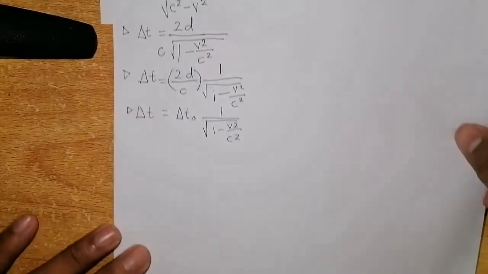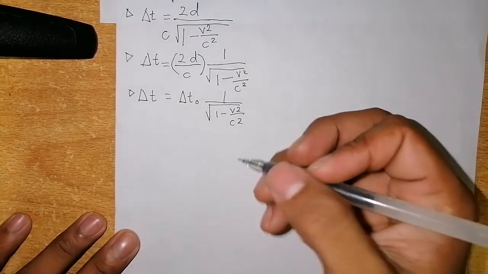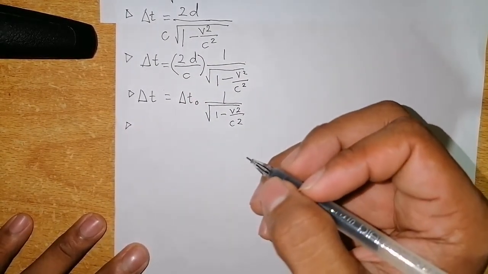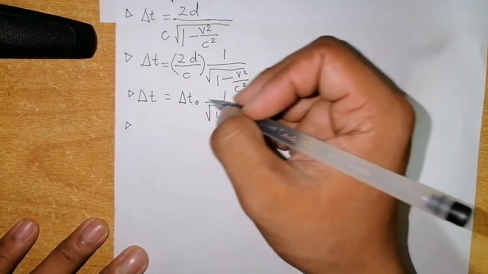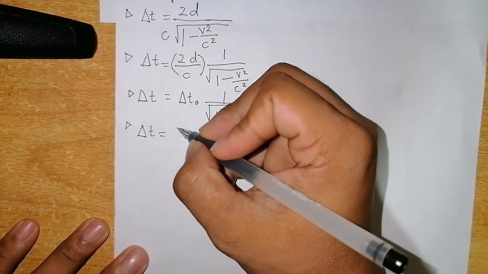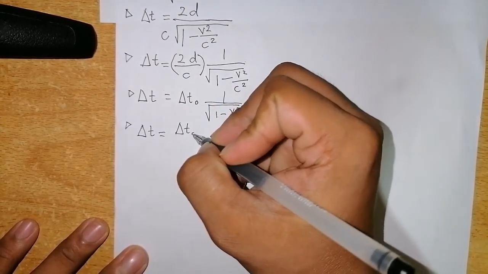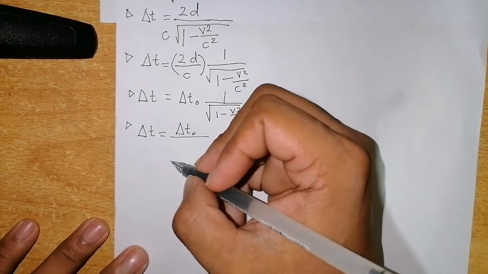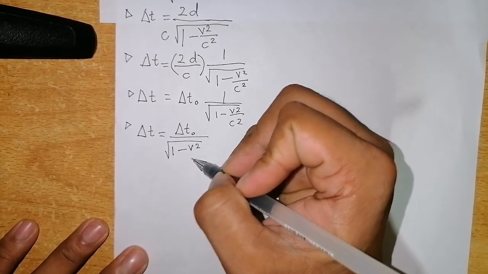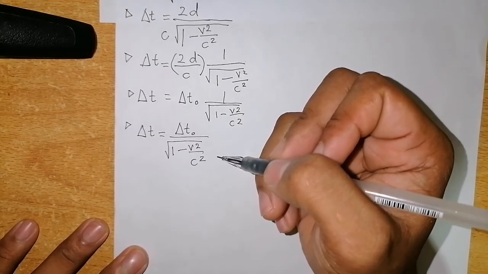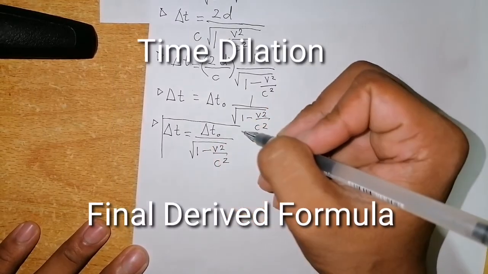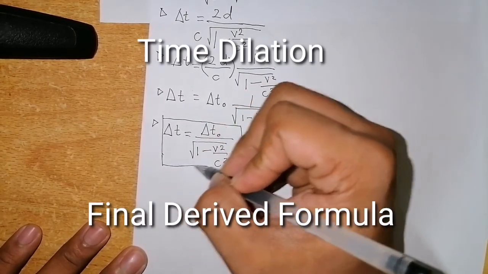So there we go, we're taking a closer look at this equation, how we derive it. So basically you just need to place it up here, something like this. Change in time over the square root of 1 minus v squared over c squared. So this is the final formula for our time dilation.